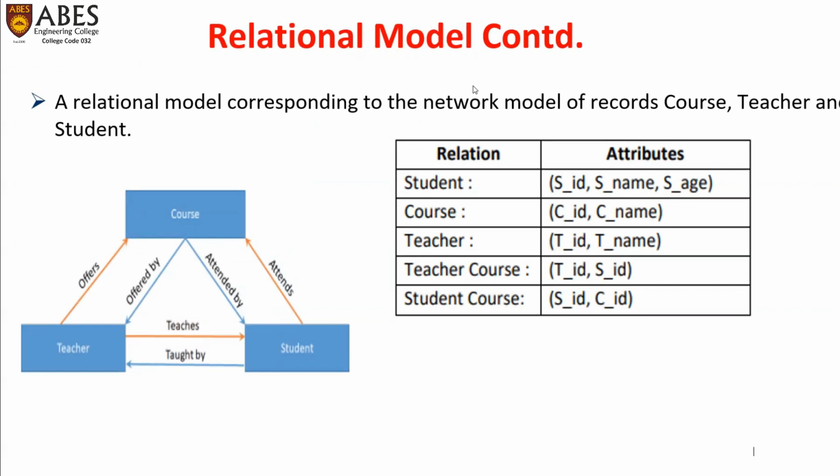So in a relational model, corresponding to the network model of records, course, teachers, and students, this figure looks similar, but here you have a table, that is, a relation, and these are the attributes. Means student table name, course table name, teacher table name, teacher course table, and student course table. And these are the attributes.